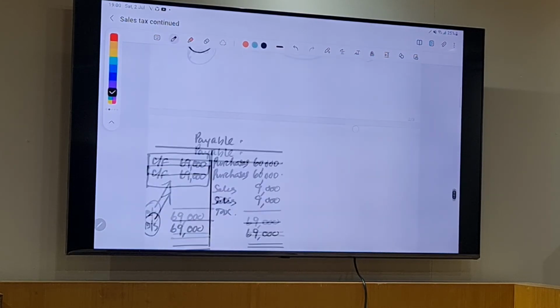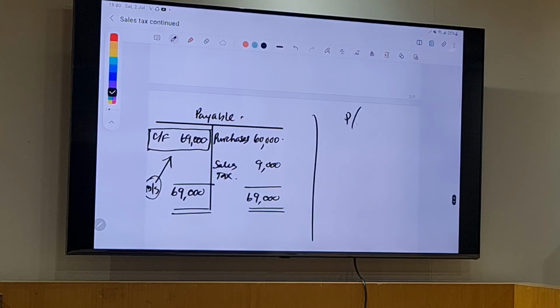If you prepare a P&L, your sales are 100,000. You have to be careful. Your sales is how much? 100,000. It's not 115,000. And your cost of sales, if I assume you don't have opening or closing stock, your only cost of sales will be purchases. How much? 60,000. So GP?